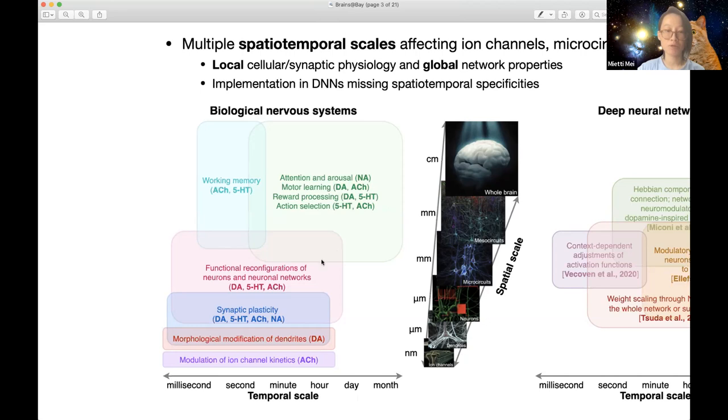And in the meantime, we also have many intermediate scales that are affecting the synaptic plasticity of neurons or microcircuits, in the long or short term. And after that, we also have a functional reconfiguration of neural networks or microcircuits, in more biological terms.